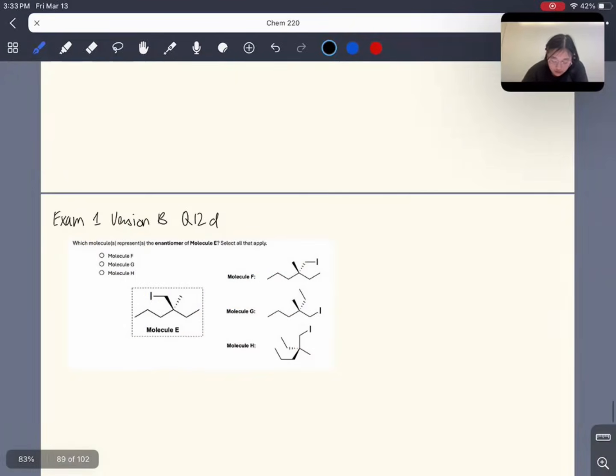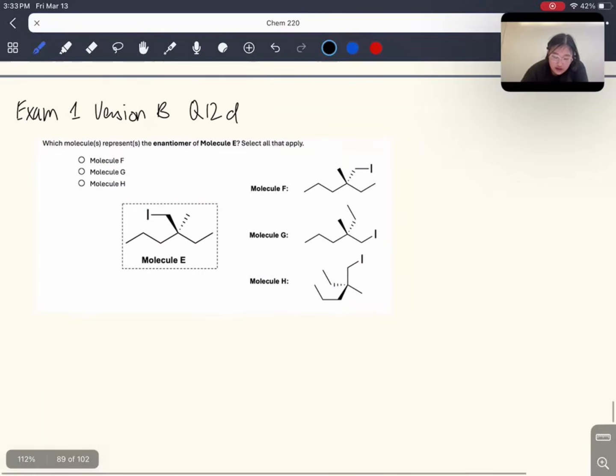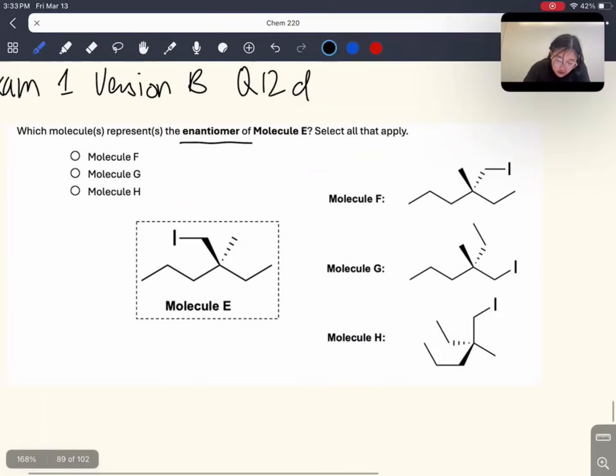Okay, so this next question is from exam 1, version B. It's question 12D. It gives you a molecule and asks which molecule represents the enantiomer of molecule E. And it says to select all that apply. Okay, so I'm going to use molecule F as an example first.